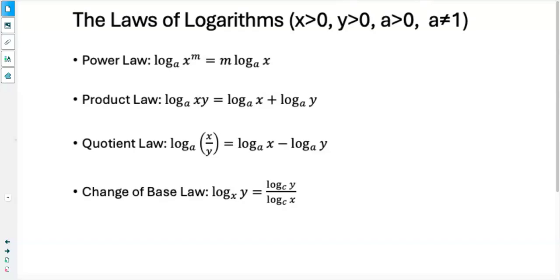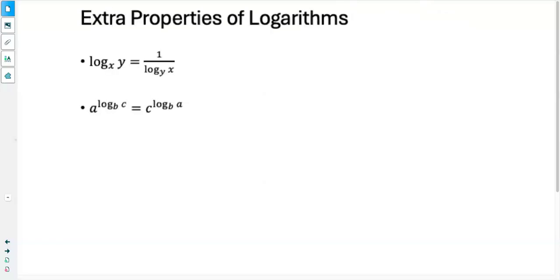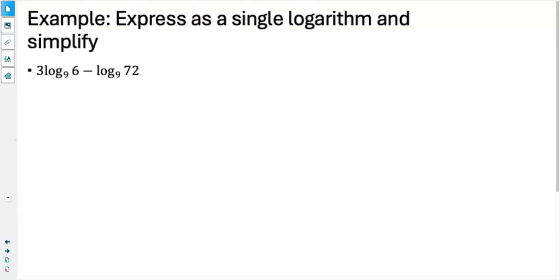Now, there are another couple properties of logarithms. We have log base x of y is the same as 1 over log base y of x. So essentially these two get reversed and we have 1 divided by that. And we also have a to the power of log base b of c is the same as c to the power of log base b of a. So we'll look at some examples.